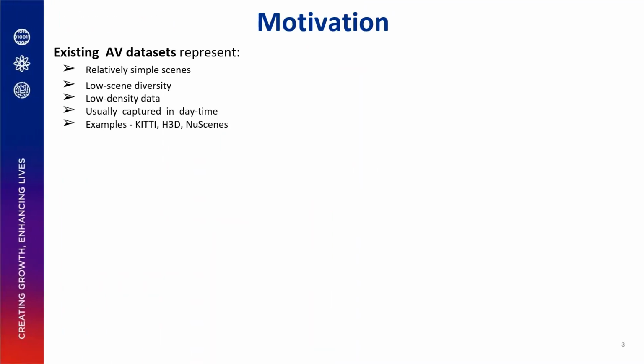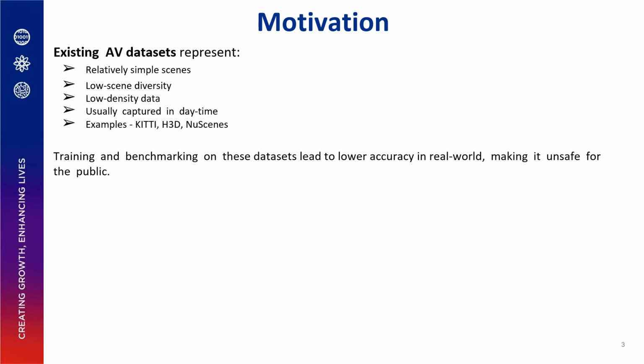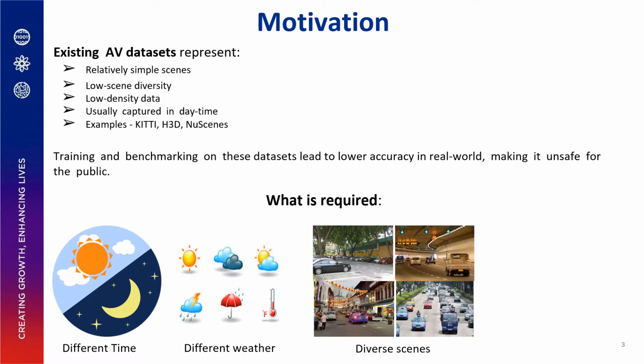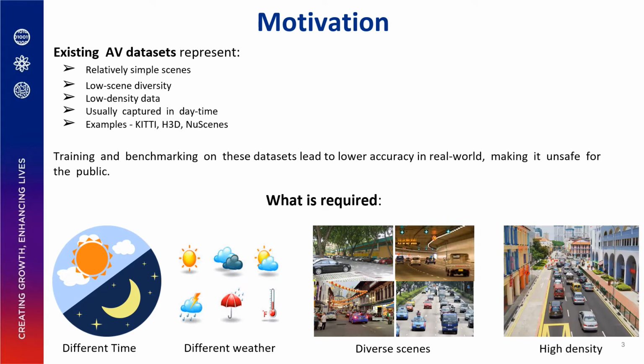There are a lot of AV datasets out there, such as KITTI, A3D, and nuScenes. However, most of these datasets are relatively simple scenes. They have low scene diversity or low density data and are usually captured in daytime. This results in training and benchmarking which will lead to lower accuracy in real world settings, which may make it unsafe for the public. So what is required for a real dataset is collecting data at different times, such as day and night, at different weather conditions, such as when it's rainy, sunny, or cloudy, in diverse scenes, highways, tunnels, car streets, and car parks, and either high density or low density data.